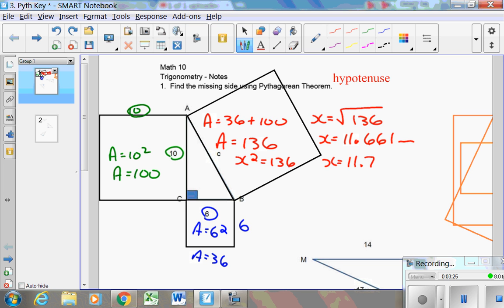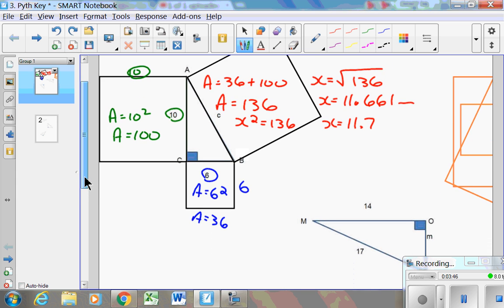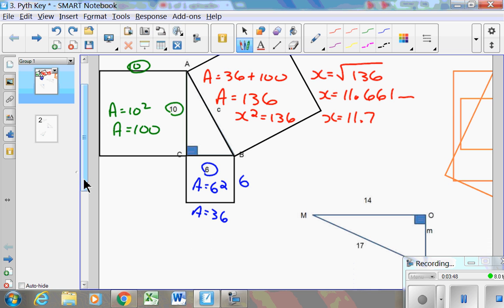11.7. So when we're working with triangles, we need to know if we're finding the longest side, or the biggest square, we do some adding, and then we do square rooting. If we're finding one of the sides of the smaller squares, we can't add, because the big square plus a little square doesn't give you a medium square, or a big square plus a medium square doesn't give you the small square. So let's look at the second example here.